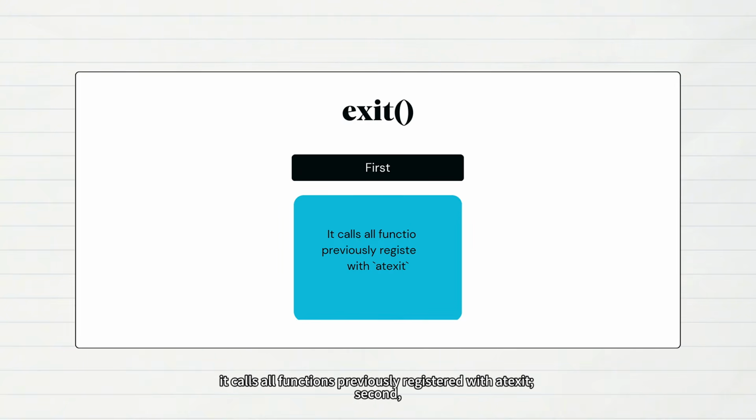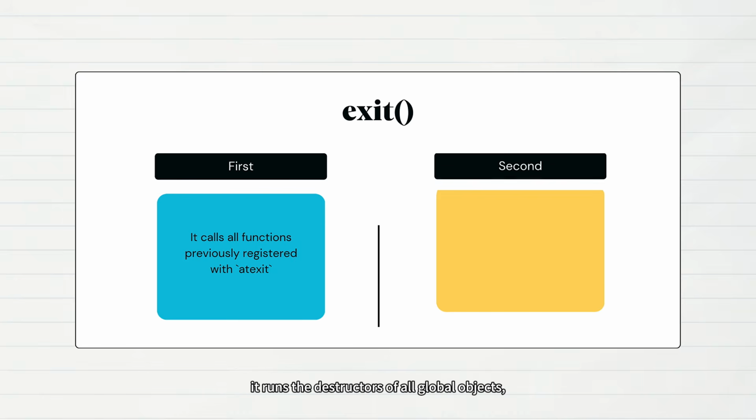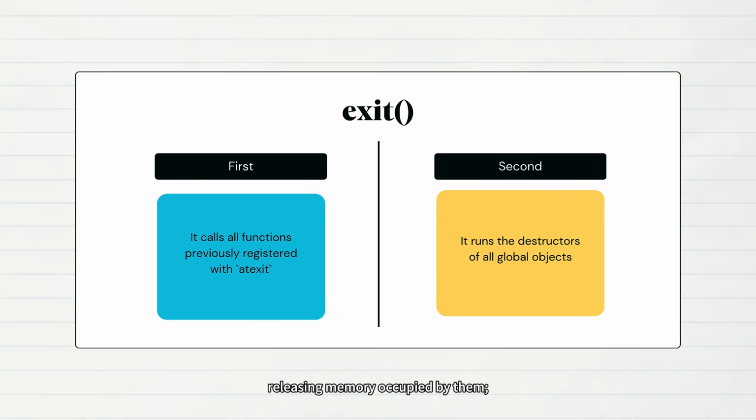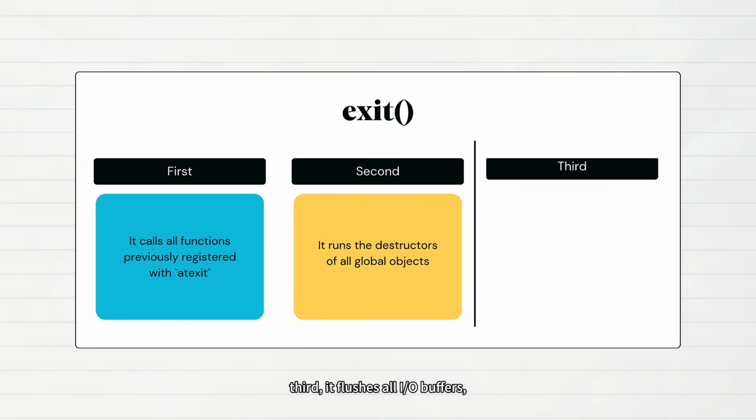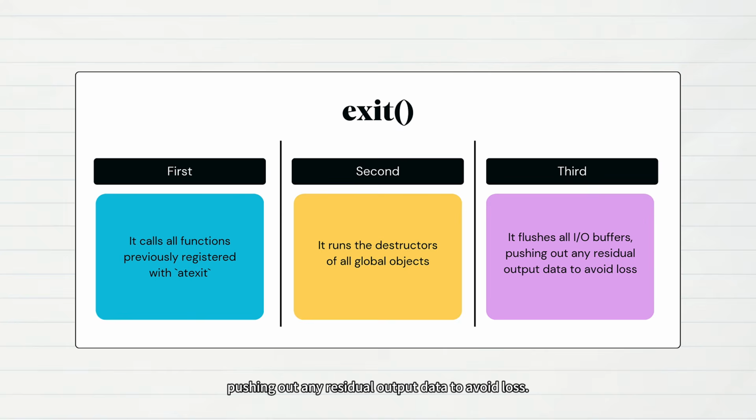First, it calls all functions previously registered with atexit. Second, it runs the destructors of all global objects, releasing memory occupied by them. Third, it flushes all I/O buffers, pushing out any residual output data to avoid loss. Only after completing all this cleanup does the program truly terminate and the process fully exit.